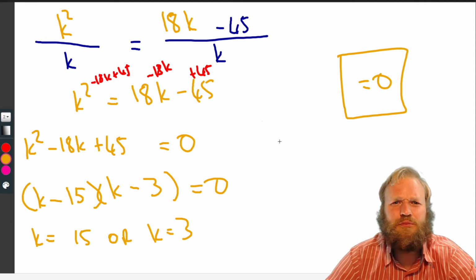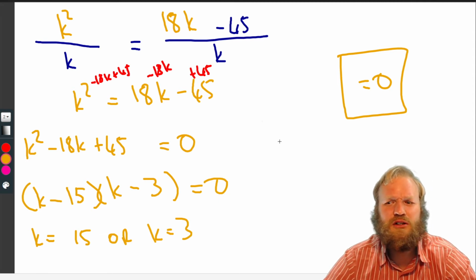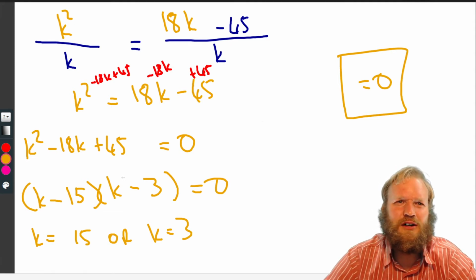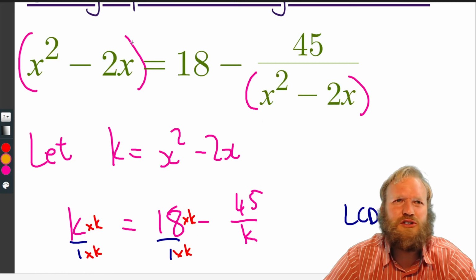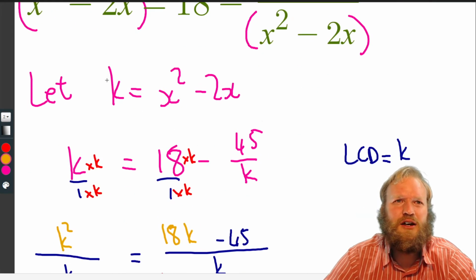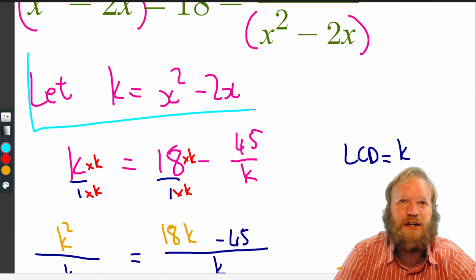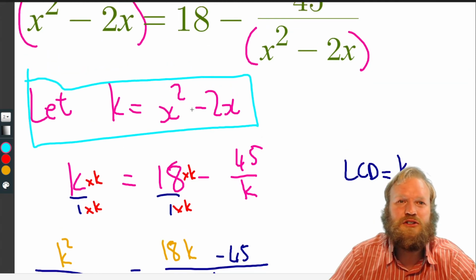Okay, cool. Why are we not done? What do we still need to do? Why have we not finished answering the question? Well, we found out what k is, but the original question didn't have k's, it had x's. We had this part here that let k equal x squared minus 2x.